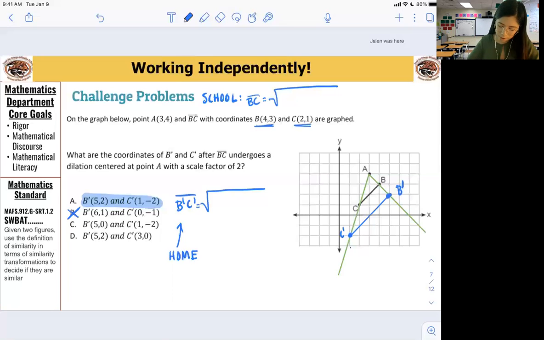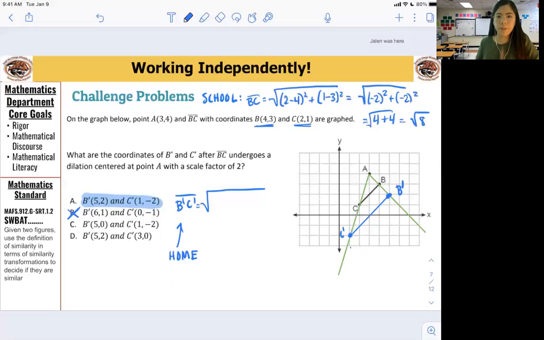So in my equation, I'm going to write 2 minus 4 squared and 1 minus 3 squared, which gives me -2 squared plus -2 squared. So I got 4 plus 4. So I got the square root of 8. Questions from anybody at school? No?